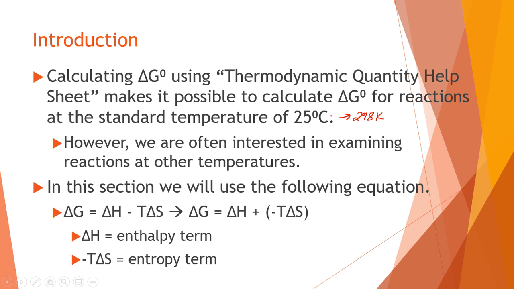However, we can't always keep temperature at 25 degrees Celsius, and maybe we're interested in examining them at other temperatures as well. In this section, we're going to learn how to take other temperatures and examine and predict what's going to happen. We're still going to use the equation we've already been using: delta G equals delta H minus T delta S. Delta H is our enthalpy term, so this is the heat of our system, and negative T delta S is our entropy term.